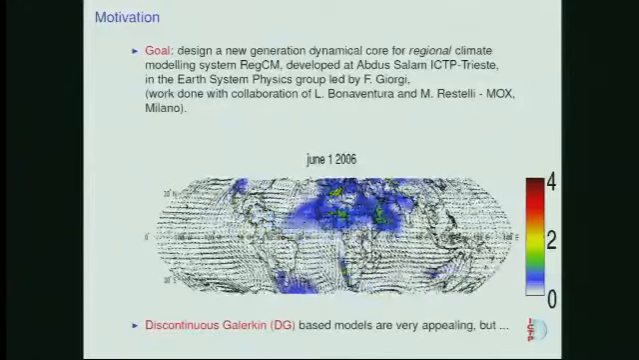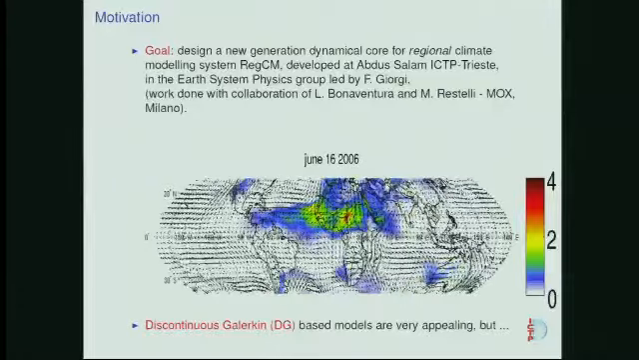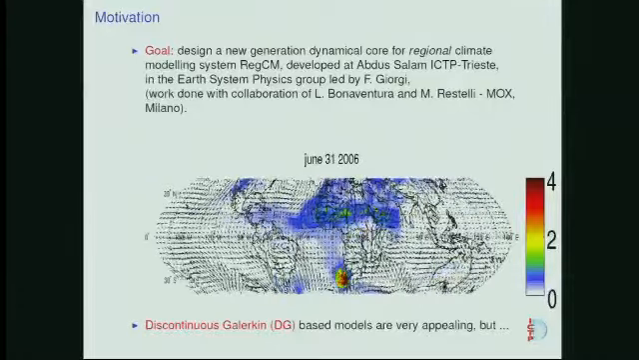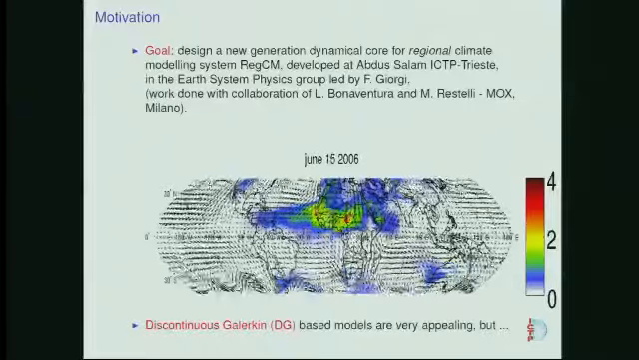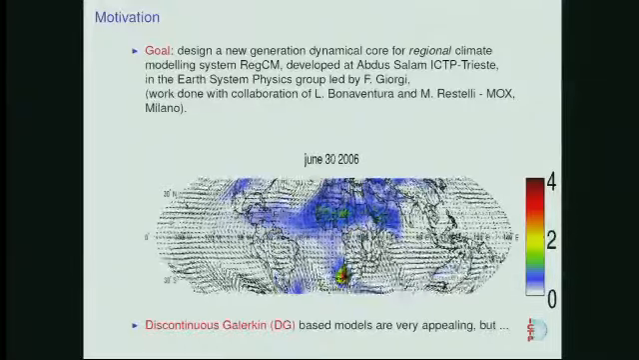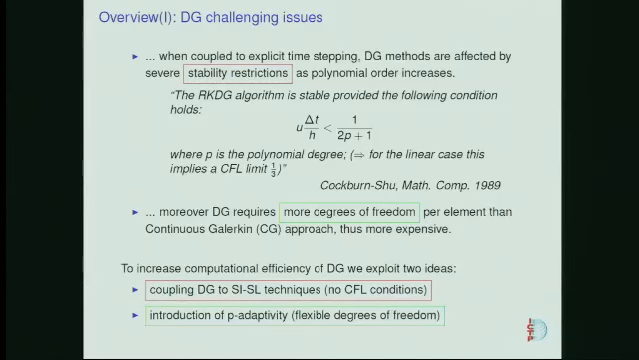Well, with this aim in mind, DG methods are very appealing since they have a lot of good properties. But as usual, there is a price to be paid, and nothing is for free. As you already saw yesterday, for example, if you couple DG methods with explicit time stepping, you will meet severe CFL restrictions like this. P in all this talk will be the polynomial degree. And you can see that if the polynomial degree increases, the CFL restriction becomes stronger and stronger.